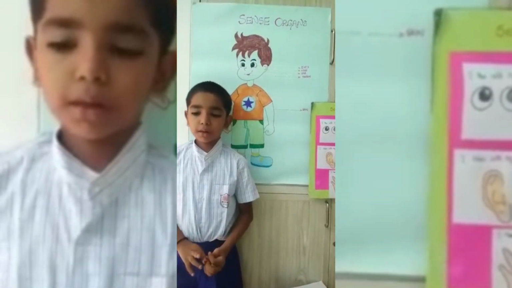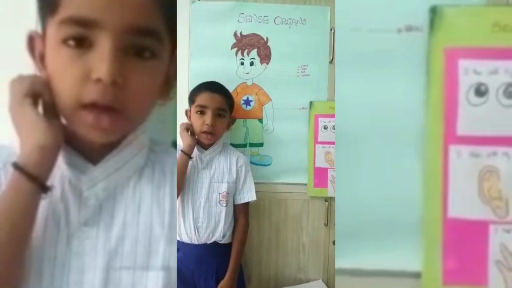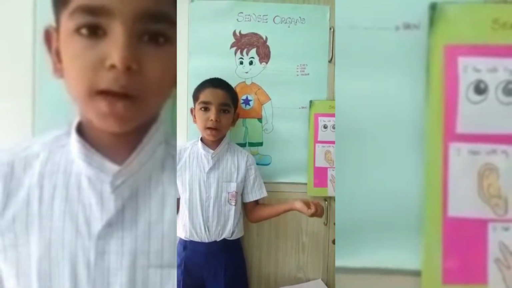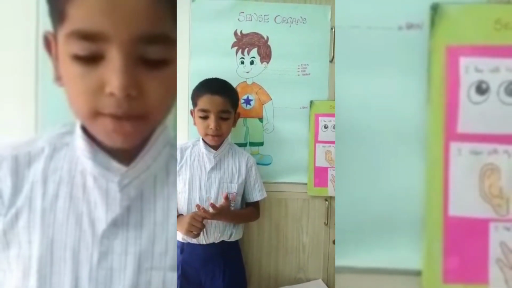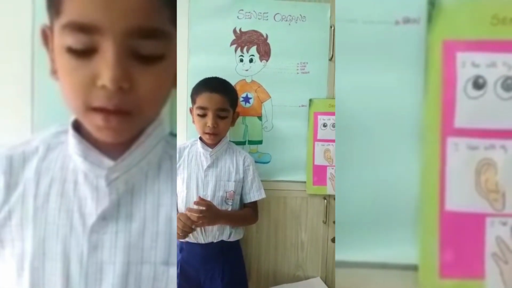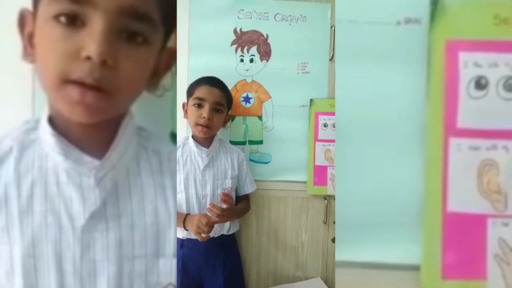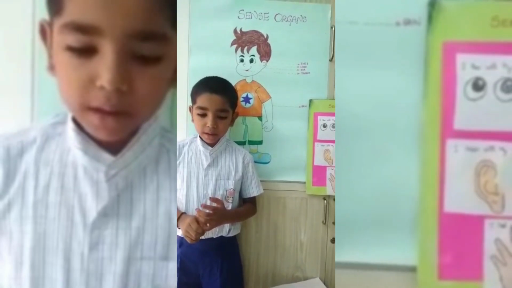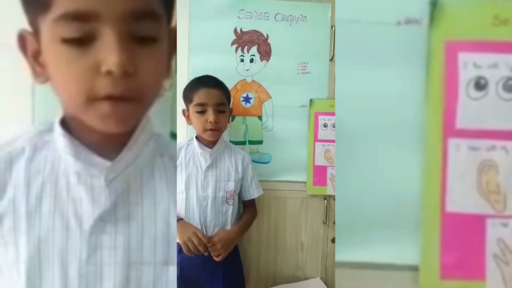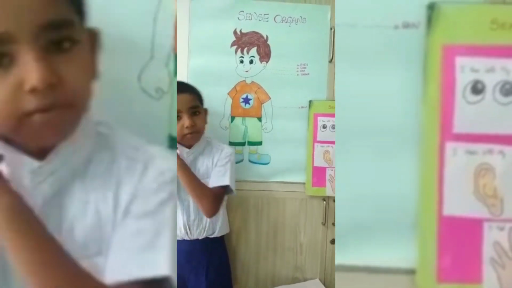Third one is ear. Ear helps us to hear different sounds around us. If our ears are working well, we hear sounds all the time. We can't turn our ears off, even when we are asleep.